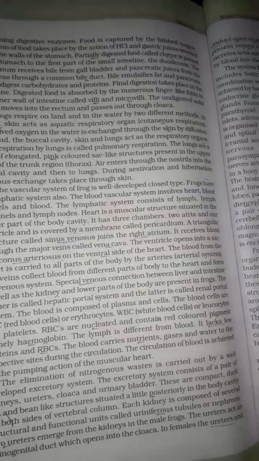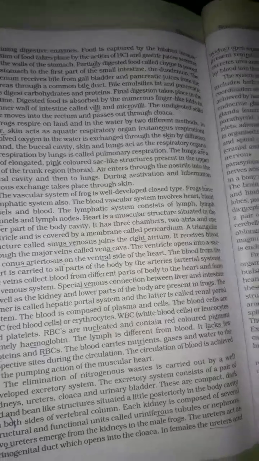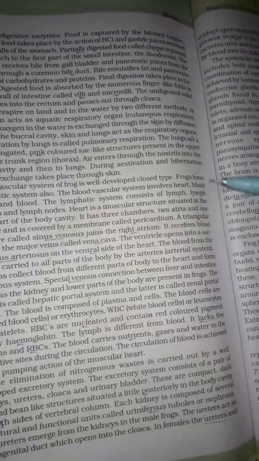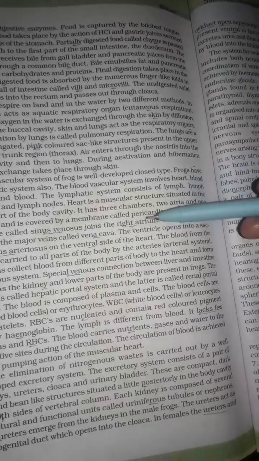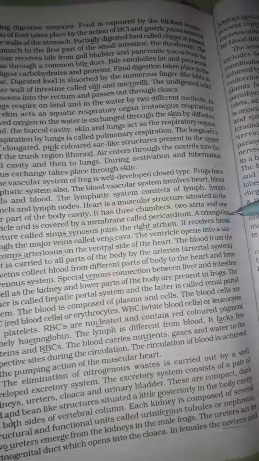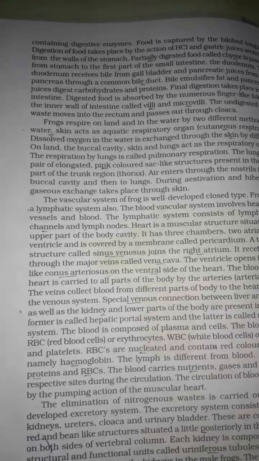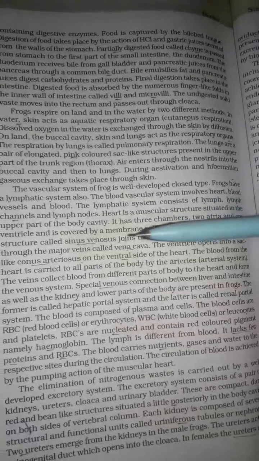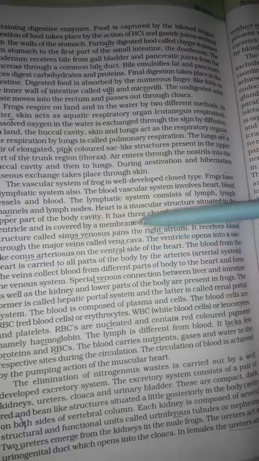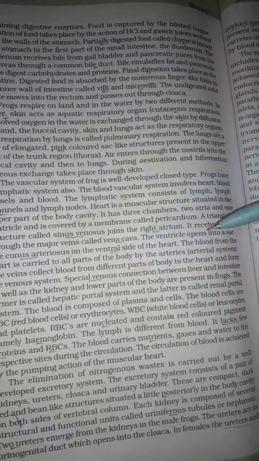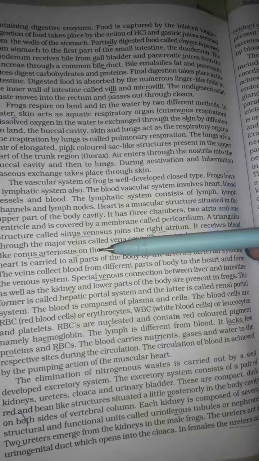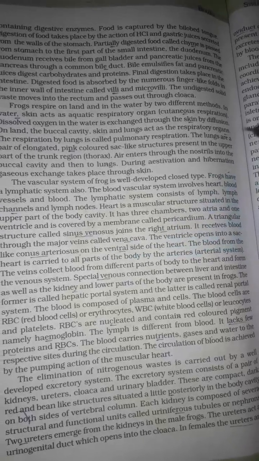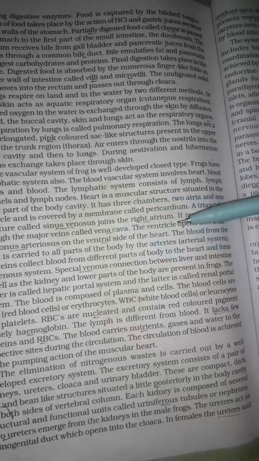Sinus venosus is a triangular structure that joins the right atrium, and this receives the blood through the major veins called vena cava. The ventricle opens into a sac-like conus arteriosus on the ventral side of the heart.